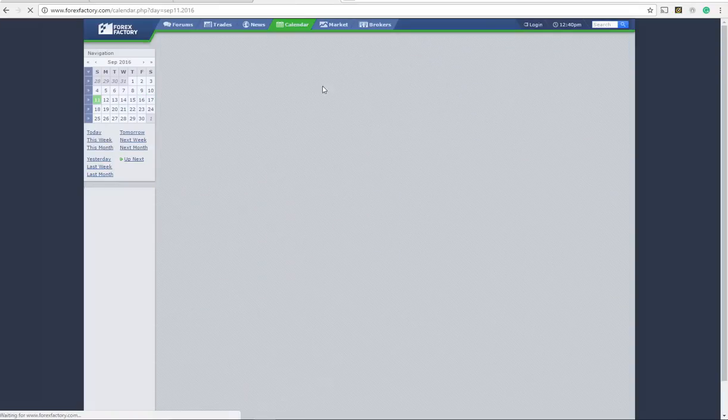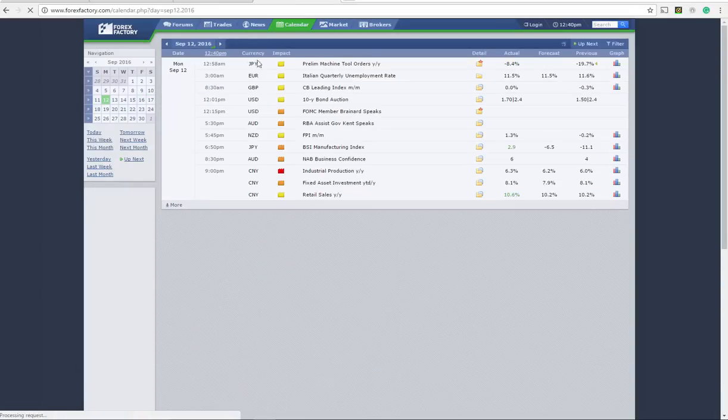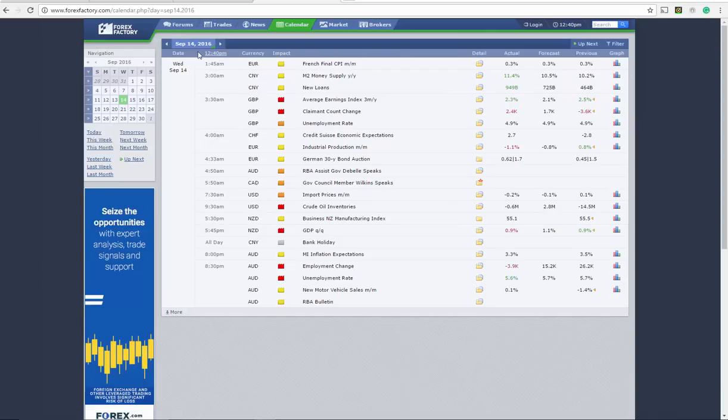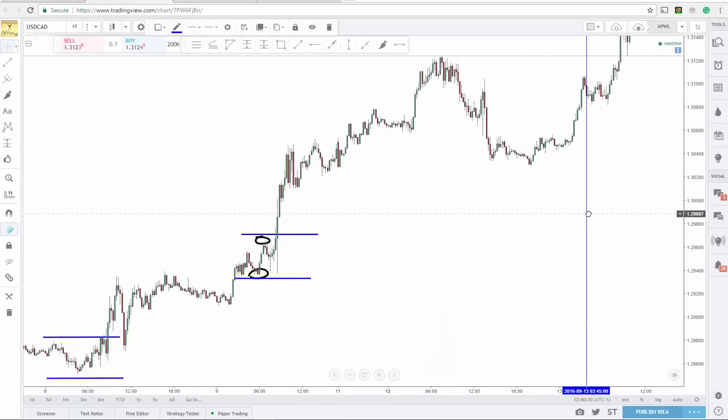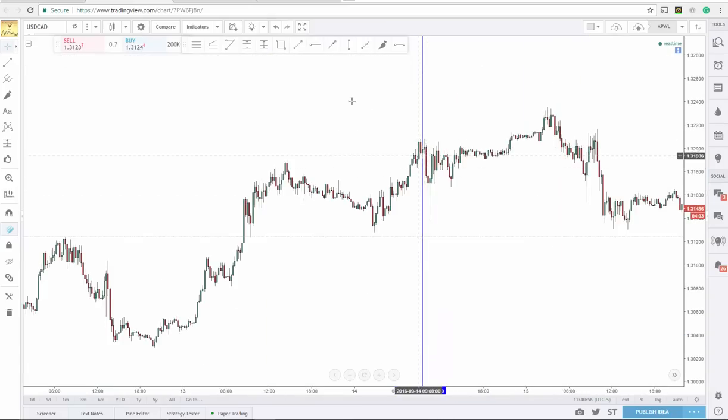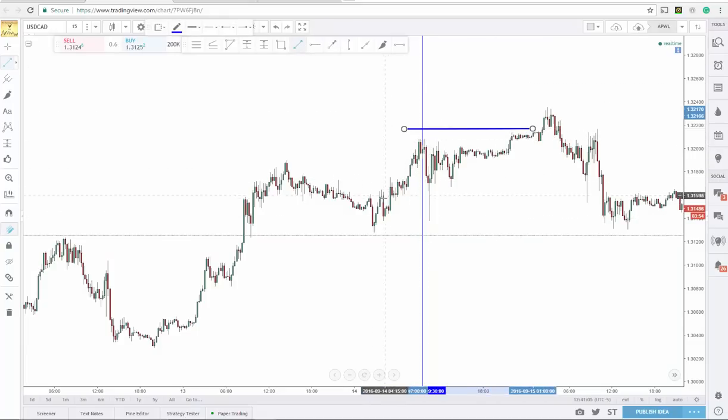So looking for another red flag news event for either Canada or the dollar. And that brings us all the way to the 14th of September. And we have crude oil inventories for the dollar at 9:30 a.m. So let's check out 9:30 on the 14th of September. Bring our horizontal line with us. And here we are at 9:30 a.m. My buy stop would be 5 to 10 pips or so above here, and my most previous support level is right in here. So that's what the sell stop would look like.